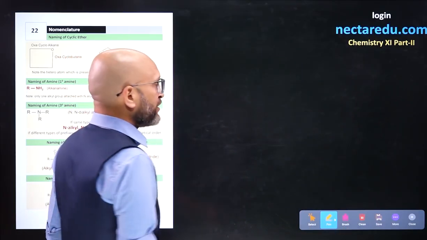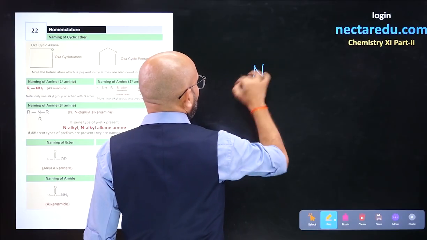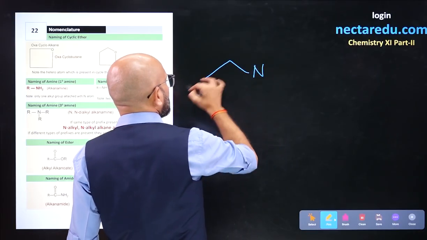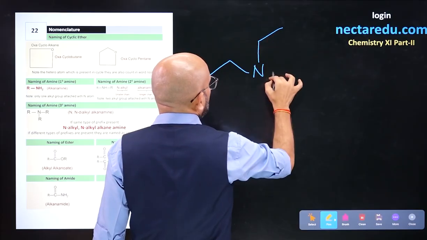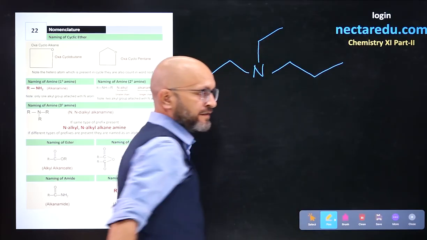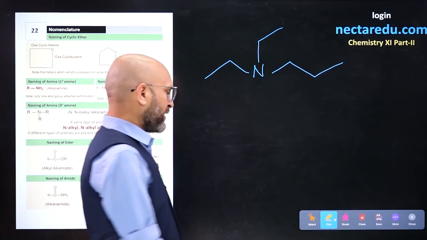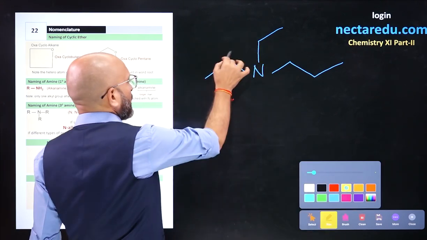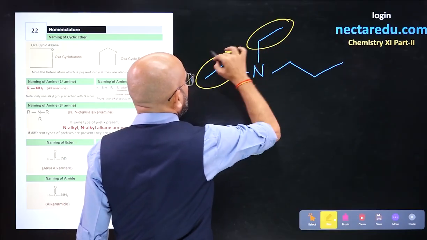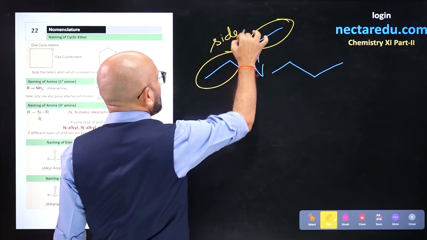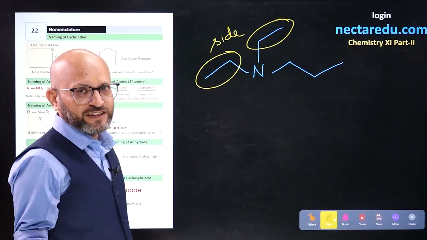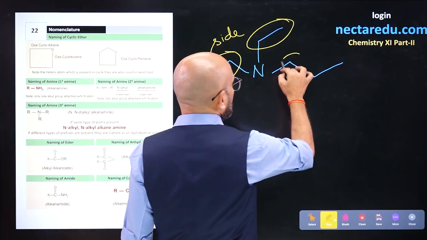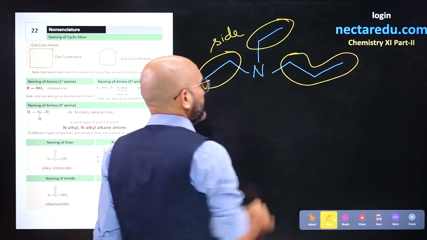I will show you tertiary amine naming. Let's say I have a compound like this, right? Now you can check that I have 2 side chains, 2 carbon and 2 carbon. These are side chains. The smaller chains are side chains and the bigger chain is the main chain. So this is the main chain.